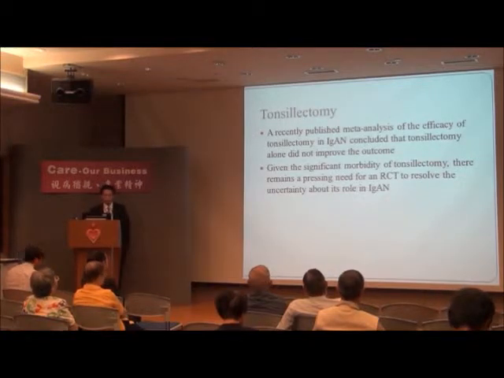For tonsillectomy, a recently published meta-analysis of the efficacy of tonsillectomy in IgA nephropathy concluded that tonsillectomy alone did not improve the outcome. And given the significant morbidity of tonsillectomy, there remains a pressing need for a randomized controlled trial to resolve the uncertainty about its role in IgA nephropathy.